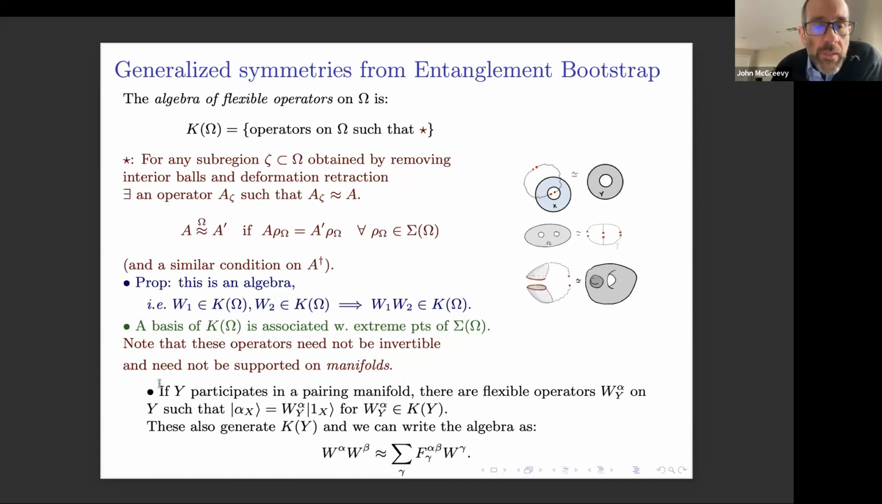And moreover, if the region participates in a pairing manifold, then there's another basis of these flexible operators which create the extreme points, which are labeled by extreme points of the information convex set of Y.